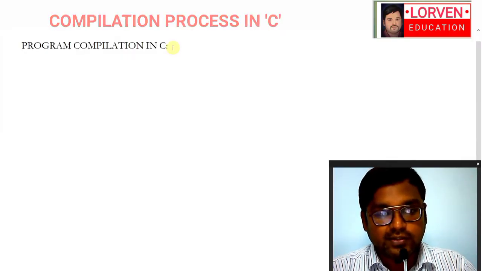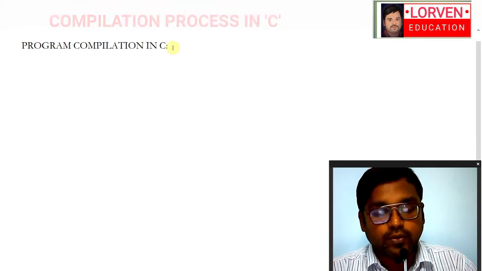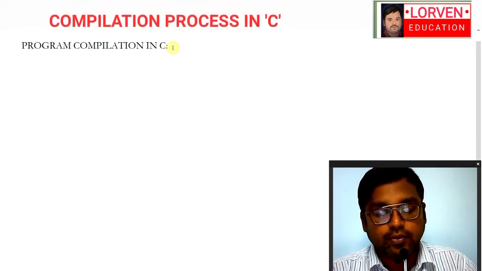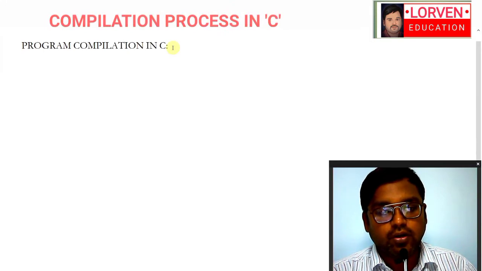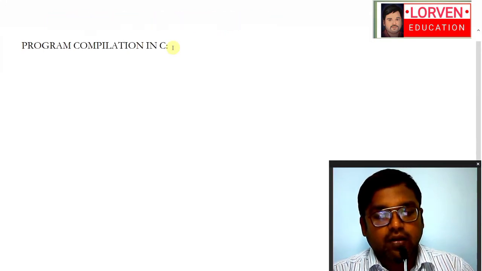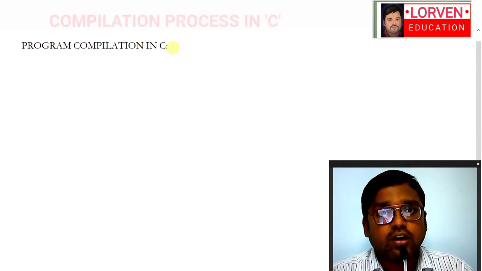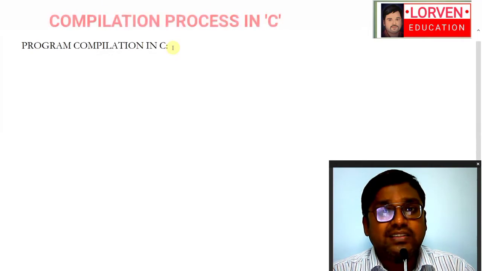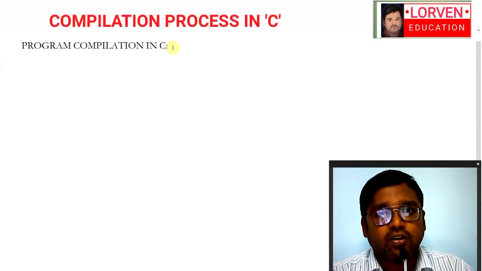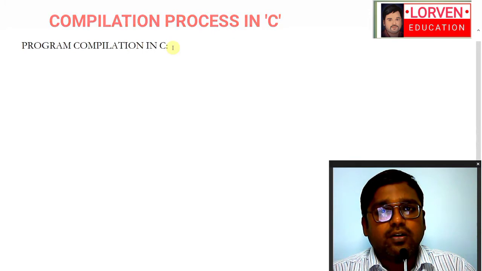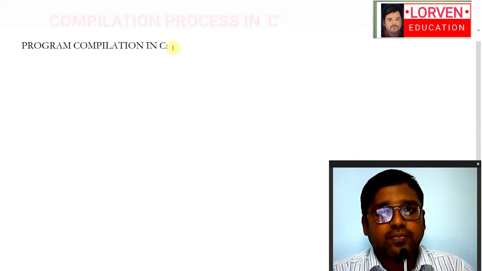So in this class we will be talking about the program compilation in C programming. Whenever you have the idea of writing a programming code in C, you also should have the concept of how to save it and how to compile it, so that you can check whether the desired output is being displayed on the screen or not. For that you have to follow certain steps, right?